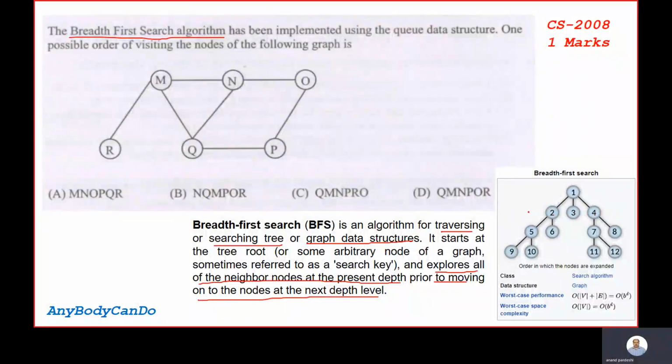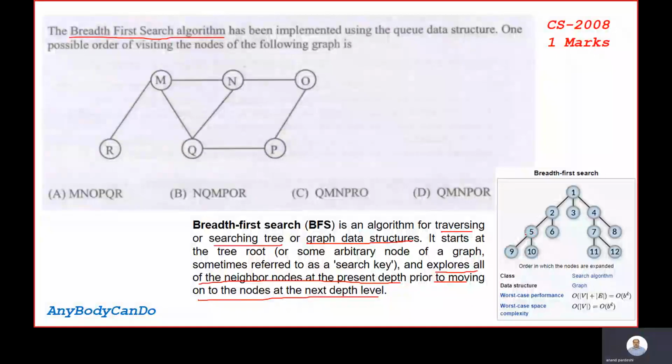Once we have visited or covered this level, then next we need to go to the next level. First we have visited 2, then we have to visit 2's neighbors, which are 5 and 6. Once we have visited 2's neighbors, then we need to visit 3's neighbors. In this case, there is no neighbor of 3. Then we need to visit 4's neighbors, which are 7 and 8. Once we cover this particular level, we move to the next level.